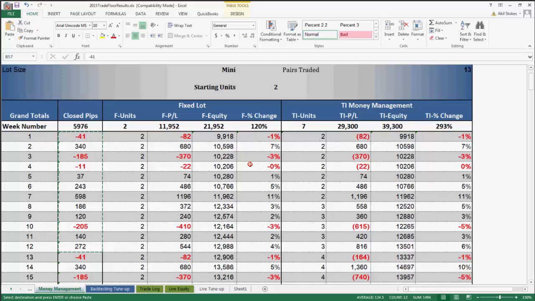120% return if we can keep this up the rest of the year. Again, no way am I saying that we're going to. It's just the pessimistic side of me, but we could.